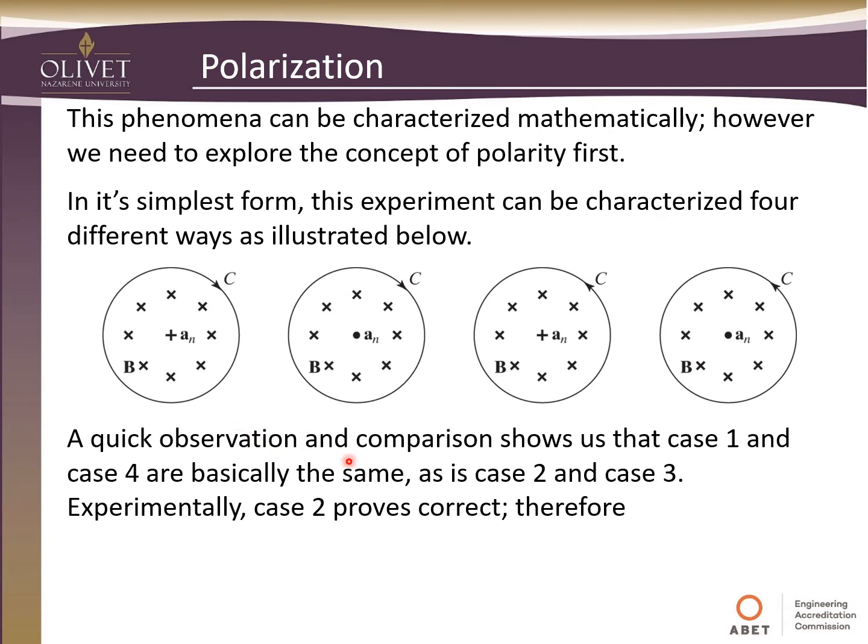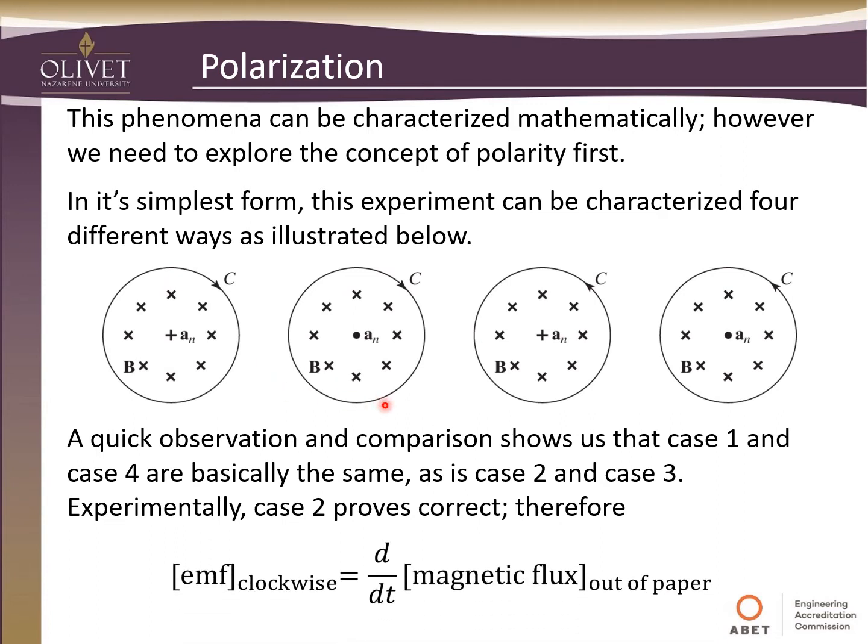But if we look at this for a minute, long enough, we should be able to figure out that case 1 here and case 4 are basically the same, they're just flipped over. And then again, case 2 and case 3, same type of thing. So we just need to experimentally define what's going on and what makes sense to us. And when we do, case 2 is the one that seems to define what's physically happening most accurately. And so that's the convention that we'll go with.